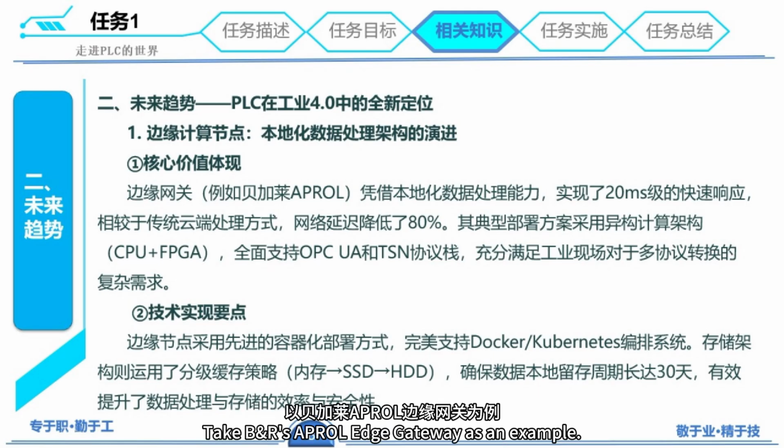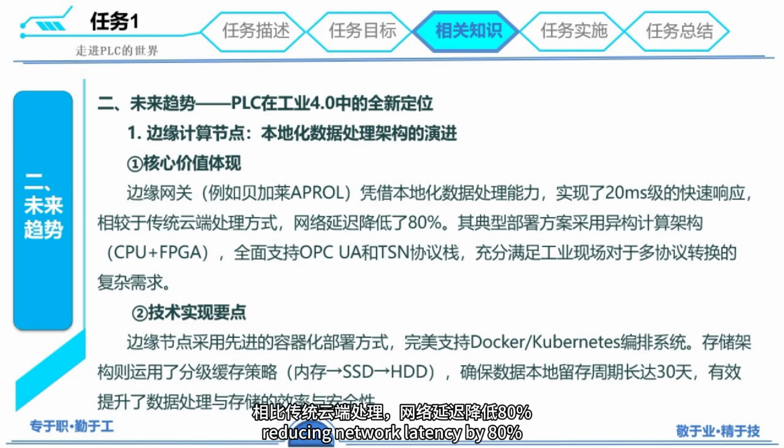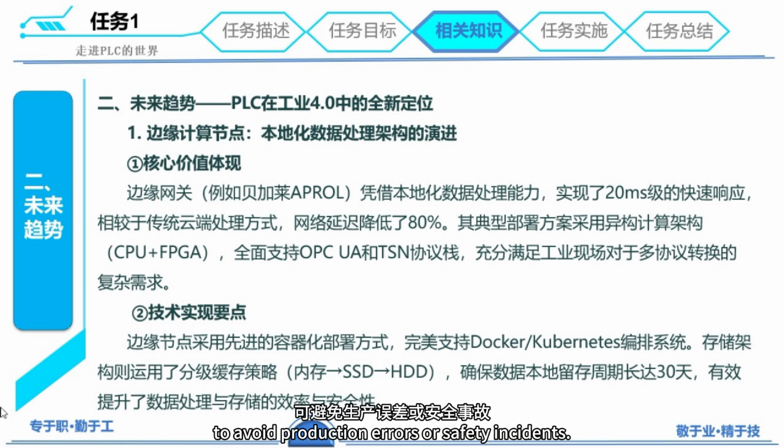Take B&R's APROL Edge Gateway as an example. Its local processing achieves 20 milliseconds rapid response, reducing network latency by 80% compared to traditional cloud processing. Crucial for high real-time requirements to avoid production errors or safety incidents.